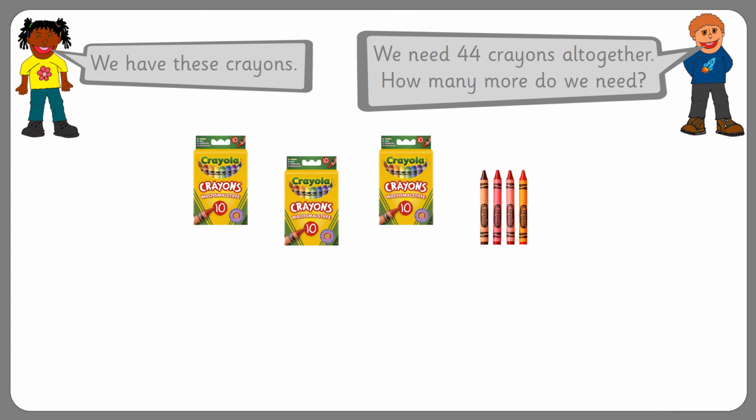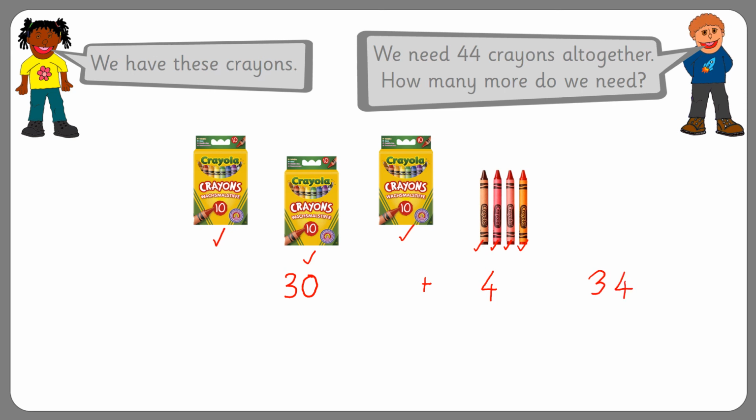Welcome back, everybody. How did you get on? Well, let's see if we can just go through this one all together. So, first of all, Poppy was saying we have these crayons. How many crayons have they got there all together? Well, they have got a 10 and another 10 and another 10. 3 lots of 10, that makes 30. 3 10s are 30. And then they've got 1, 2, 3, 4 1s. So they've got 30 and 4. So all together they have got 34 crayons.